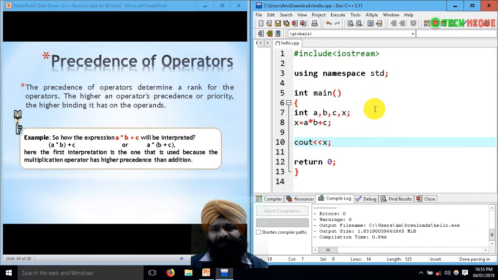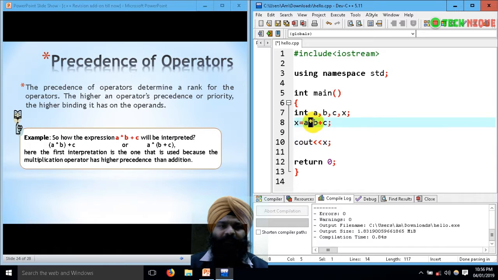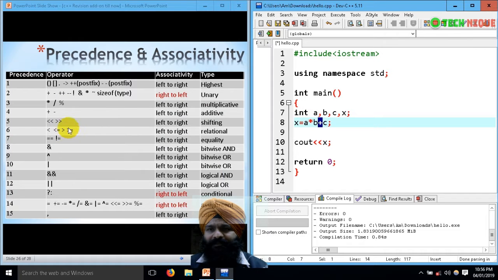So now the precedence of operators determines to whom I'm giving more priority. So here this multiplication has more priority than plus. So that's why my expression would be evaluated with this sub-expression rather than this. How did I come to know this? You can find many web resources or books. You have many tables which show this precedence. So in this slide, you can see that this is the order of precedence.